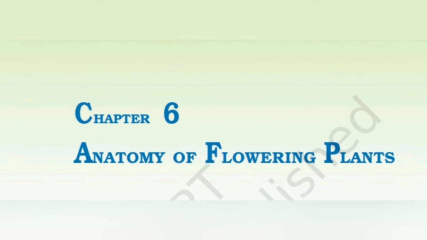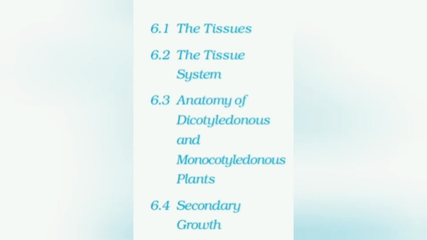So, following are the topics which we are going to study in this chapter. First, 6.1, the tissues. 6.2, the tissue system. 6.3, anatomy of dicot and monocot plants, root, stem, leaf, all three parts. 6.4, secondary growth in the flowering plants. So let us move ahead with the topic number 1, 6.1, the tissues.